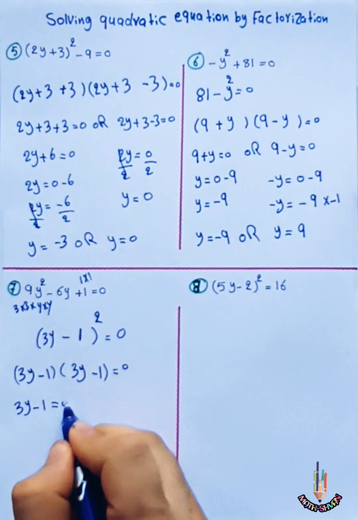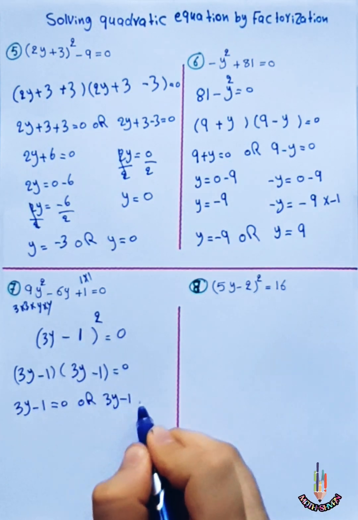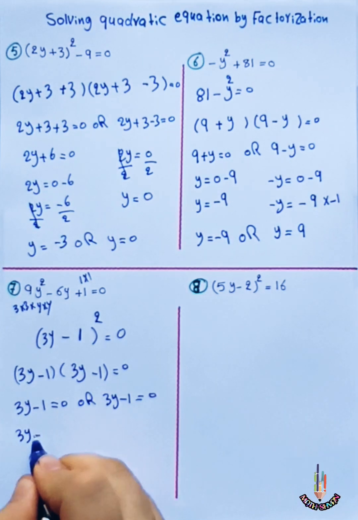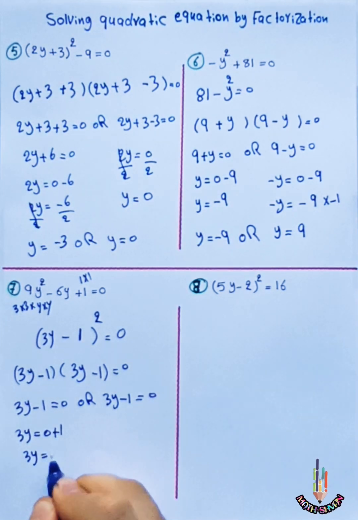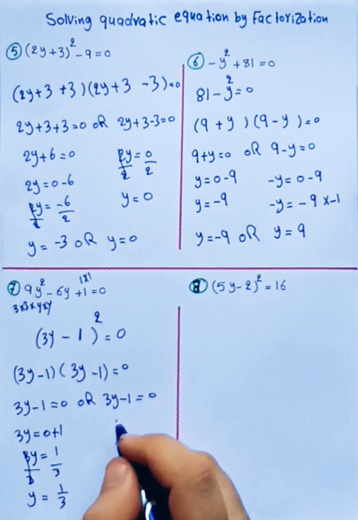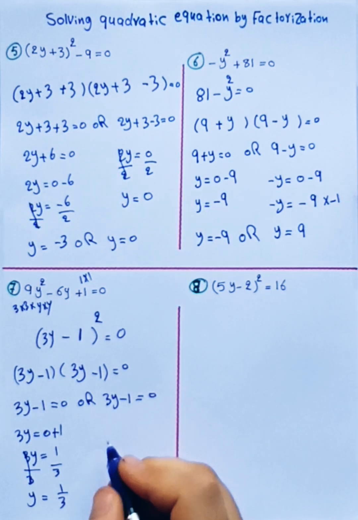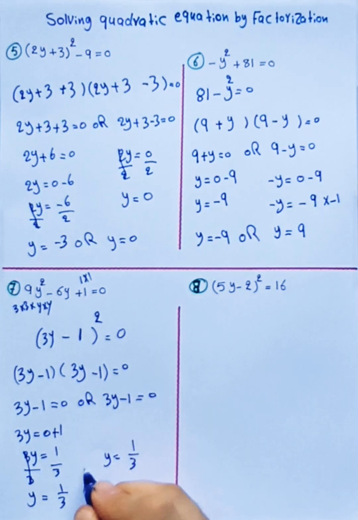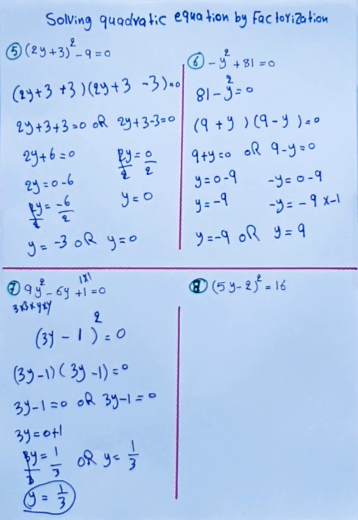3y minus 1 equal to 0, or 3y minus 1 equal to 0. You have to change the place of negative 1 to the right side. 3y equal to 0 plus 1, 3y equal to 1. You have to divide both sides by 3. These two terms are cancelled. Y equal to 1 out of 3, and then the right side we have the same equation. So in both sides y equal to 1 out of 3, so the value for y is 1 out of 3.